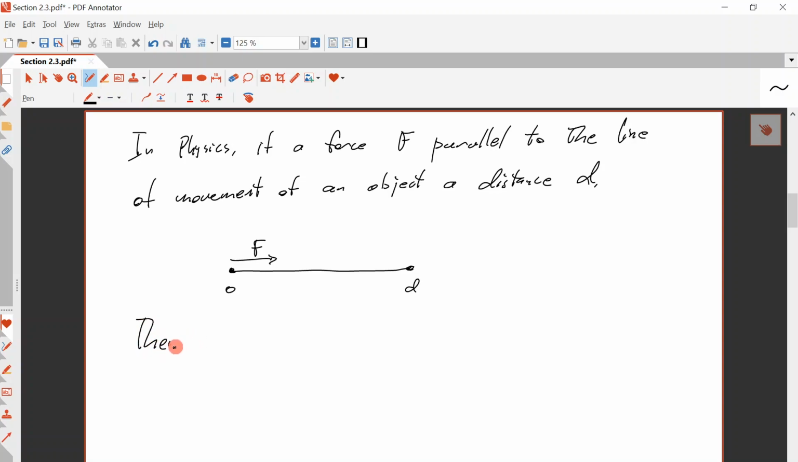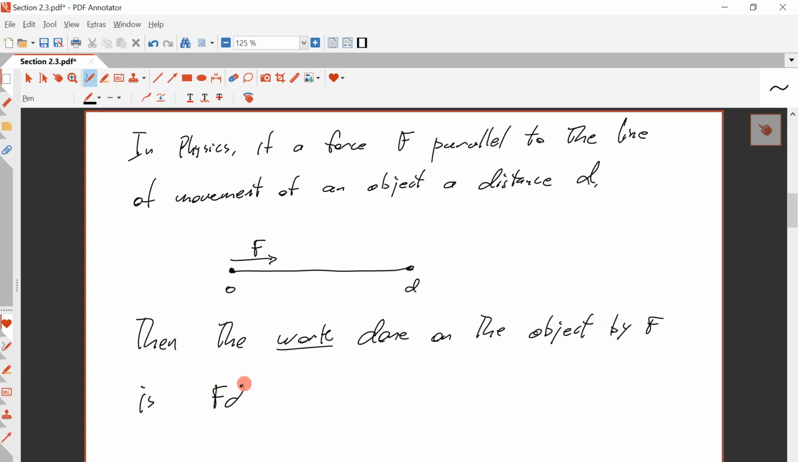Then the work done, this is how we define work, done on the object by F is just F times D, force times distance. All right, force times distance.